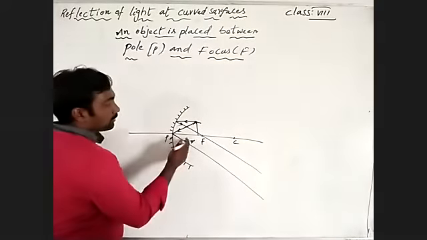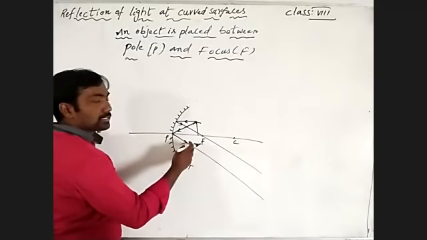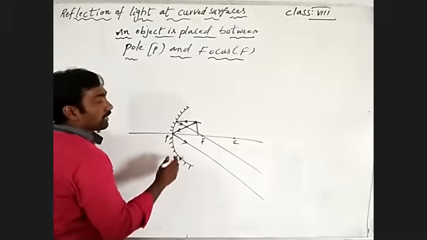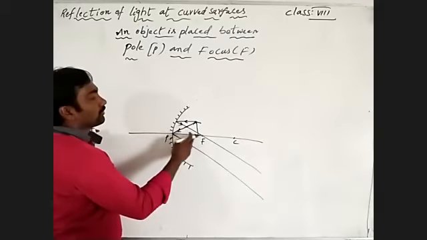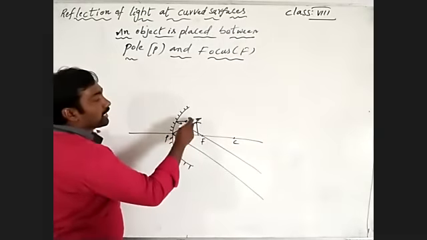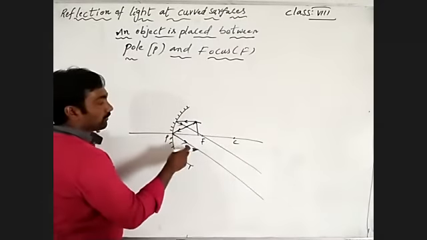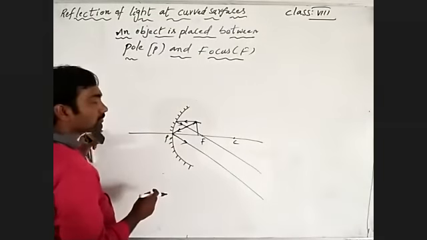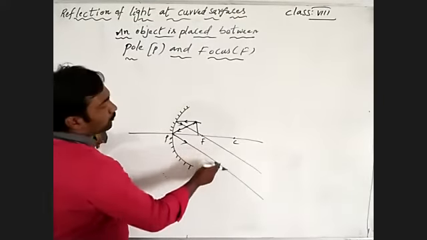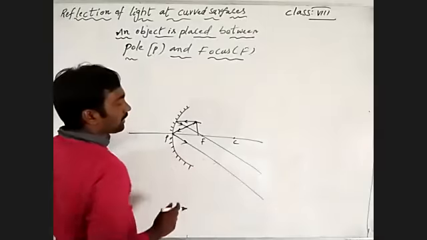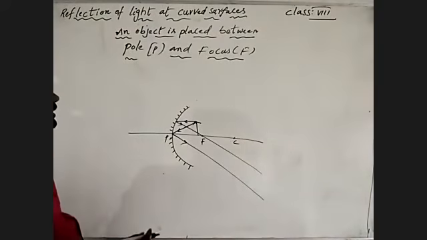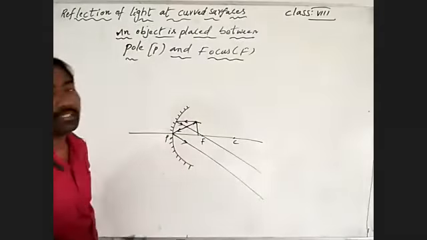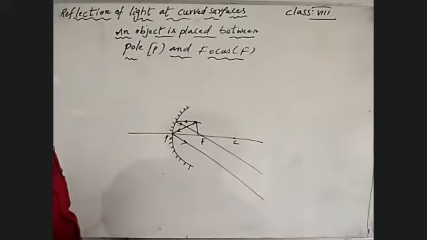So the object is placed between the pole and focus, and one light ray coming from the tip of the object, parallel to the principal axis, gives reflection through the focus. One more light ray traveling through the pole gives reflection with the same angle of incidence. Both reflected light rays are parallel, so they never intersect anywhere.